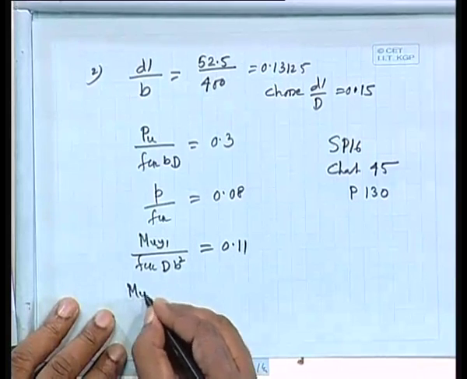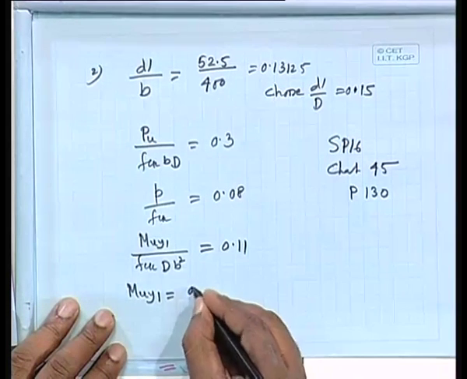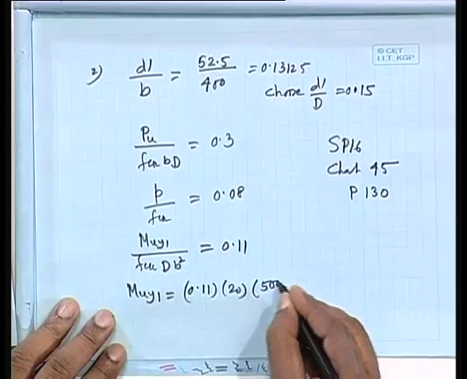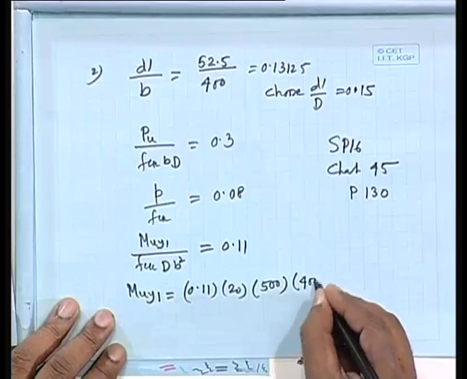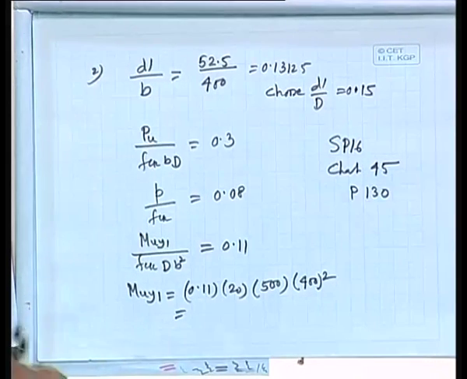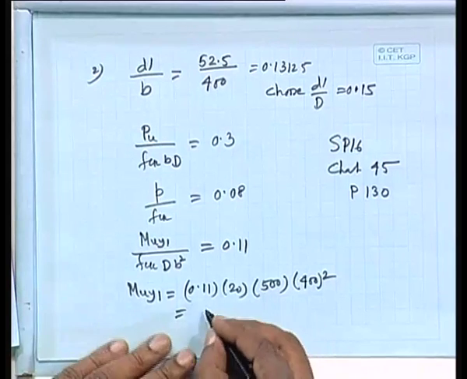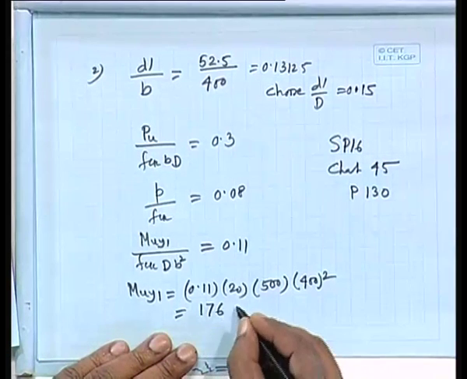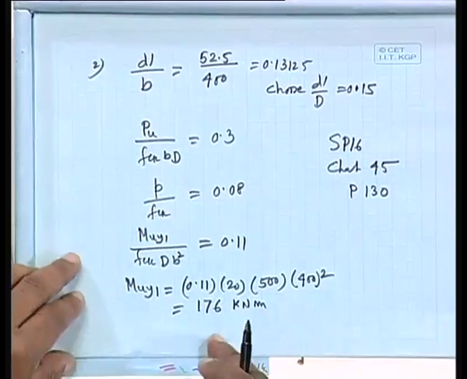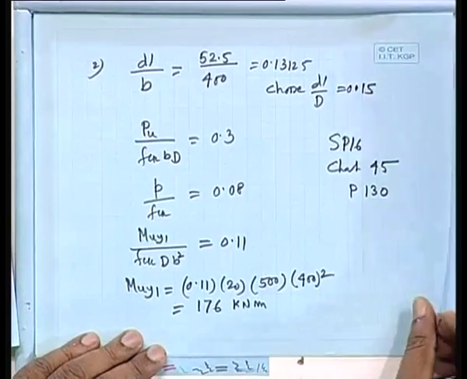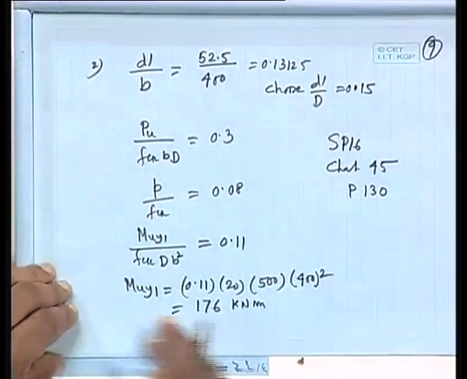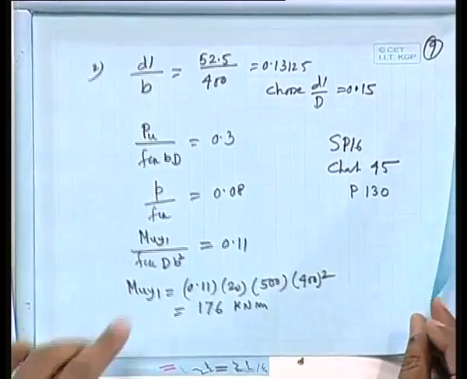So, MUY1 equal to 0.11 times 20 times 500 times 400 whole square. That is 176, so let us check, 176 kilonewton meter, right? Okay. So MUY1 is 176 kilonewton meter. So we know MUX1, we know MUY1.